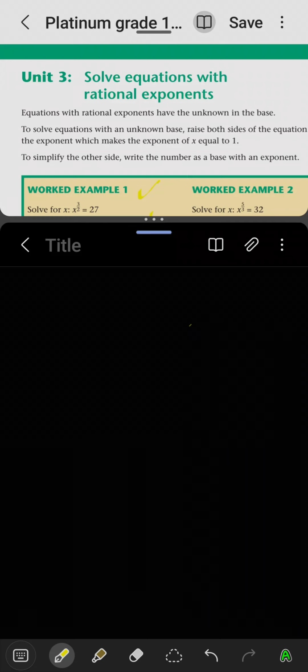Well, let us look at this problem that I have here with me. Okay, on Unit 3, we are solving equations with rational exponents.